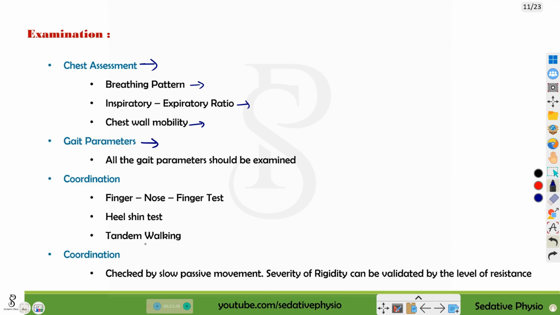Okay, now for the coordination, we have to check the coordination through the finger nose finger test, through the heel shin test, through tandem walking, or we can also go for the finger to finger test.